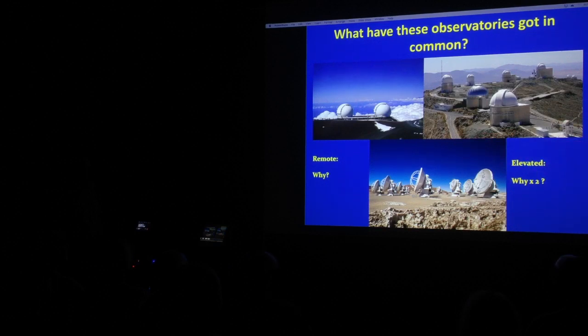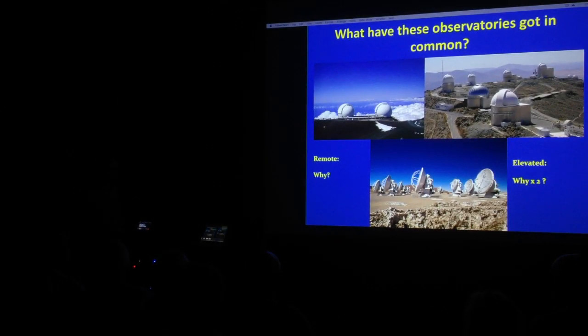And the other reason it's up high, as we talked about, is that water vapour in the atmosphere absorbs infrared radiation. If you get up above about 3,000 metres, which these guys all are, you're above 90% of the atmospheric water vapour, which means suddenly you've opened up and can see much more light coming in at infrared wavelengths.